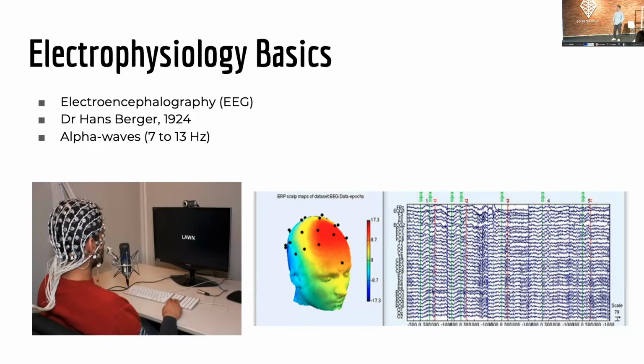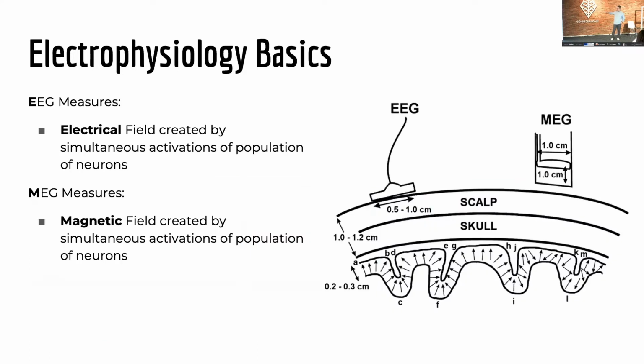So what is basically EEG and what does it measure? EEG measures the electrical field created by simultaneous activations of a population of neurons. So basically you attach the electrode on top of the scalp, and down there, where the arrows are, that's the brain, some of the lobes of the brain, and through volume conduction through the scalp and through the skull itself, you could measure those processes that are happening inside of your brain.